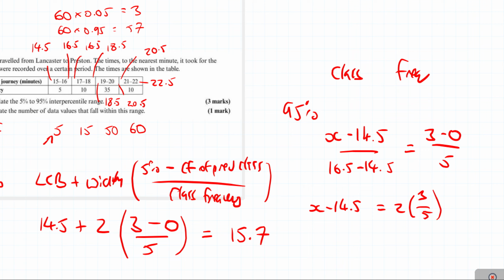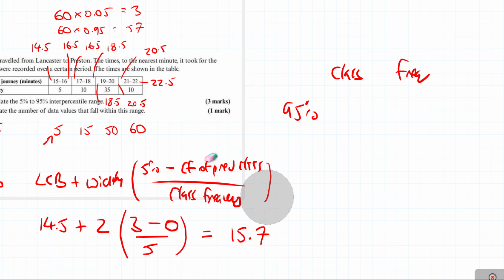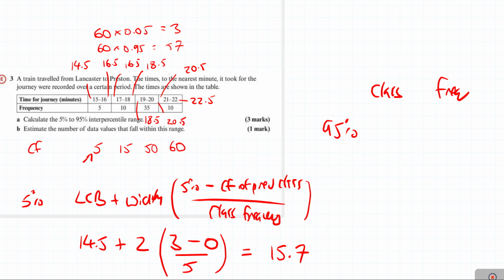Oh no, I'm so sorry. Yeah, ignore that. I've gone away and started solving the wrong one. No, I'm not doing the 95% one. So apologies. So 95% is 57.